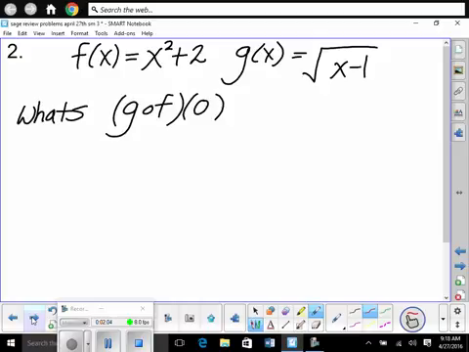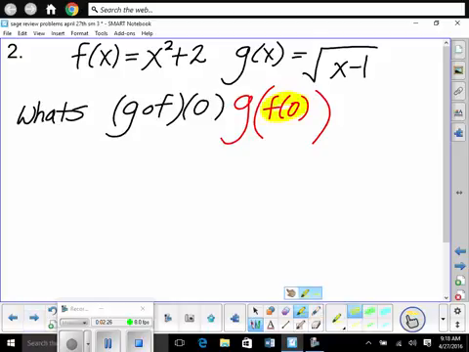So g of f of 0. This is function composition. We could go through and find g of f of x and then plug in 0. That's one way of doing it, right? But I'm just going to go like this. I know I'm going to squish 0 back in with f. That's f of 0. Squish it back in one more time. So g of f of 0.